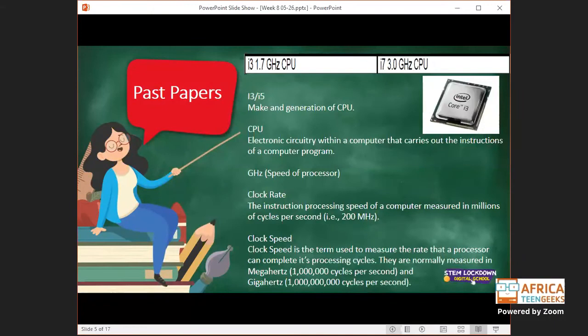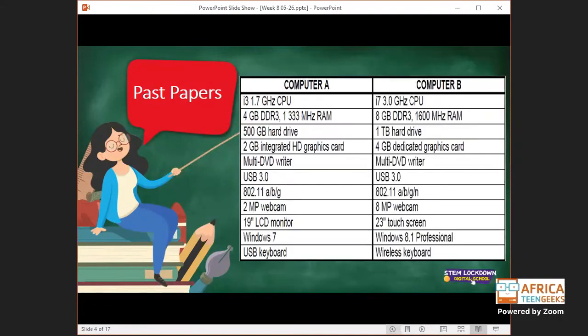Okay, so firstly, let's first look at computer A and computer B. So one is an i3 and one is an i7. Now we've spoken about the i previously. That's just the make. So i3 is just Intel, and normally the department uses i3s or i5s or i7s, Intels, for you to compare with. They don't usually use other makes like AMD and so on. So it makes it easier for you guys. So the i is for Intel.